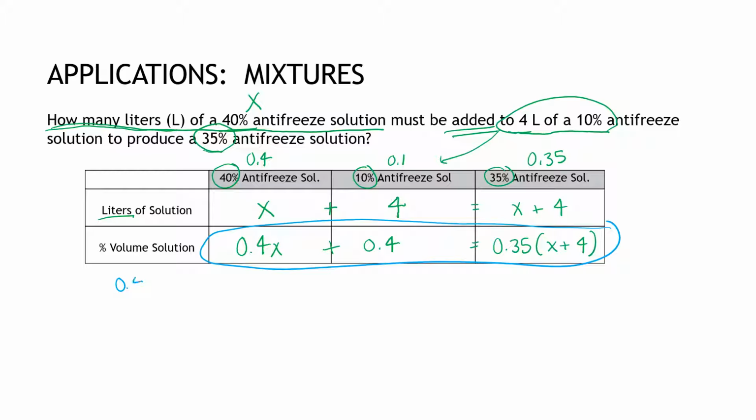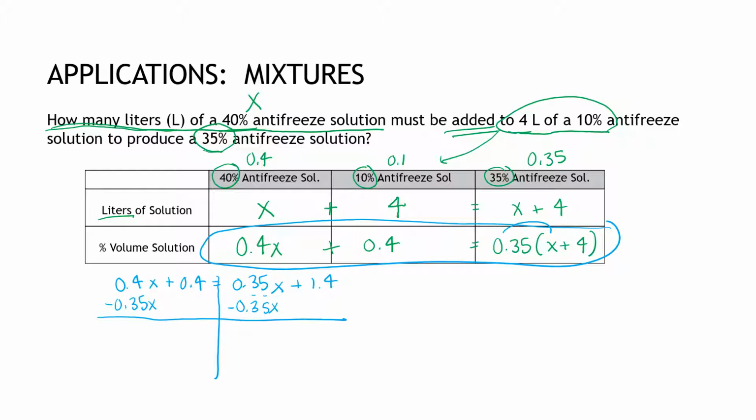So my equation is 0.4x plus 0.4 equals, and then I'm going to go ahead and distribute, 0.35x plus, if I take 0.35 times 4, I of course get 1.4. So now I'm just going to solve from here. Again, if you hate dealing with decimals, you can use that trick I showed you. In this case, since there's hundredth place, you'd multiply everything by 100. I'm not going to do that. I'm just going to go ahead and solve.